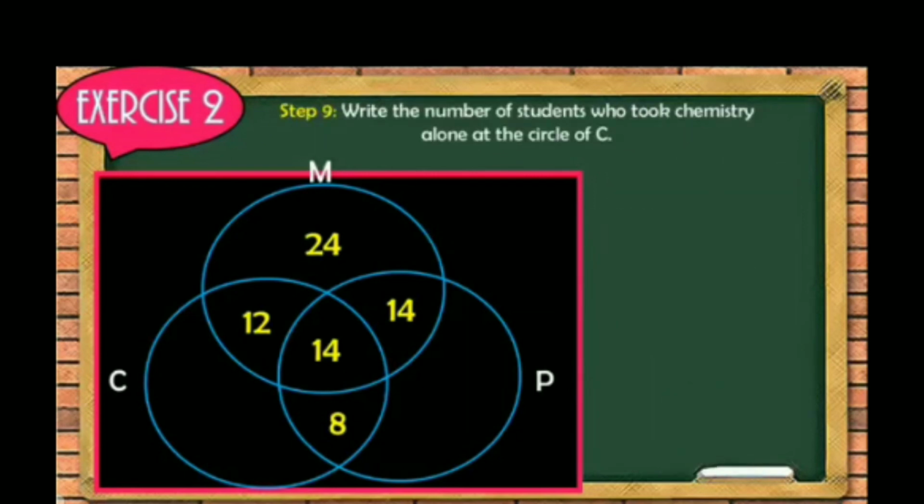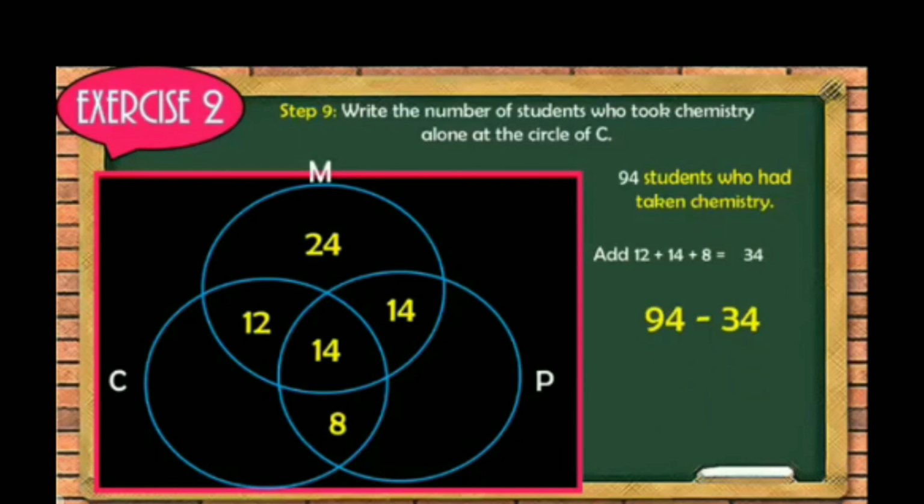Step number 9. Write the number of students who took chemistry alone at the circle of C. There are 94 students who had taken chemistry. You add 12, 14, and 8, and that is 34. Next, 94 minus 34 is 60. So there are 60 students who took chemistry alone, and you write 60 at the circle of C.